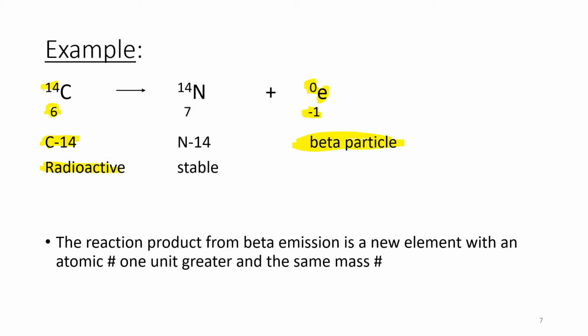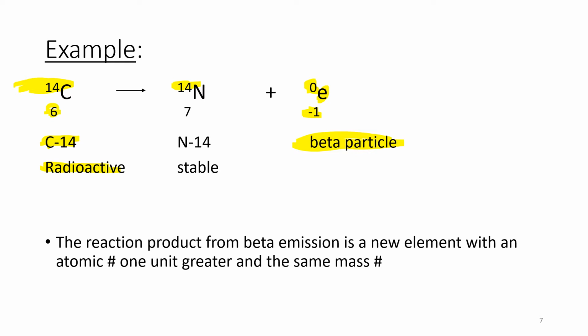So on the left-hand side, we have 14 for carbon. So on the right, it must balance. So 14 minus 0 is equal to 14. So our mass is balanced for our products and our reactants.